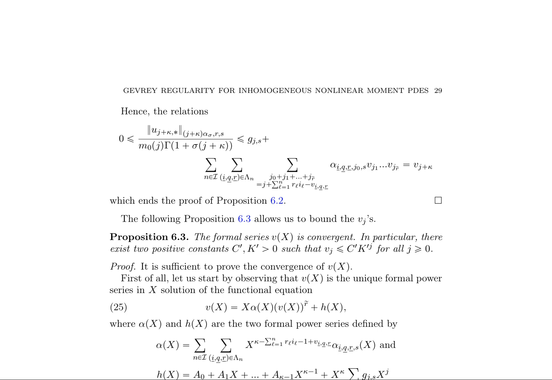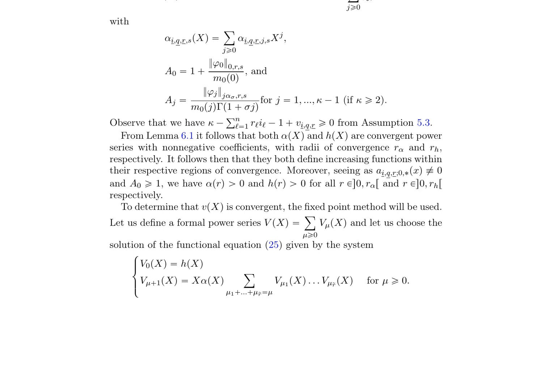The convergence of V(x) is determined using the fixed-point method, where a new formal power series V(x) is defined as the solution to the given functional equation. The key results include the proof of proposition 6.2, establishing relations between various coefficients, and proposition 6.3, which demonstrates the convergence of the formal series V(x).